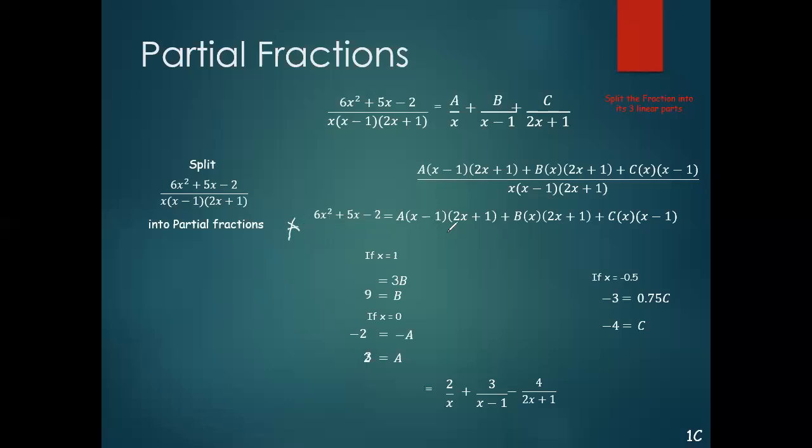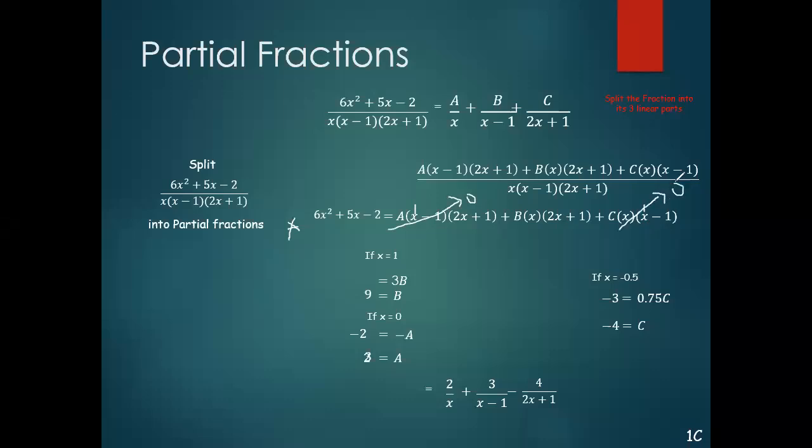This is a step we got to, which says 6x squared plus 5x minus 2 is equal to a into bracket x minus 1 times 2x plus 1, plus b times x times 2x plus 1, plus c x times x minus 1. And I was explaining that if we let x be equal to 1, okay, 1 minus 1 will be 0. So this whole term will go to what? 0. And then same here, when x is equal to 1, this will also be 0.